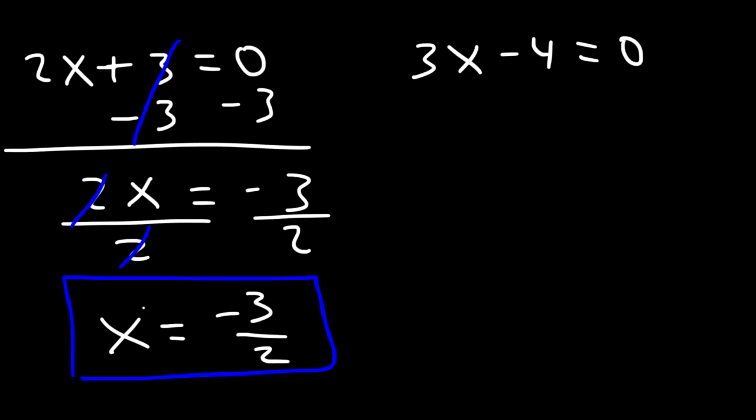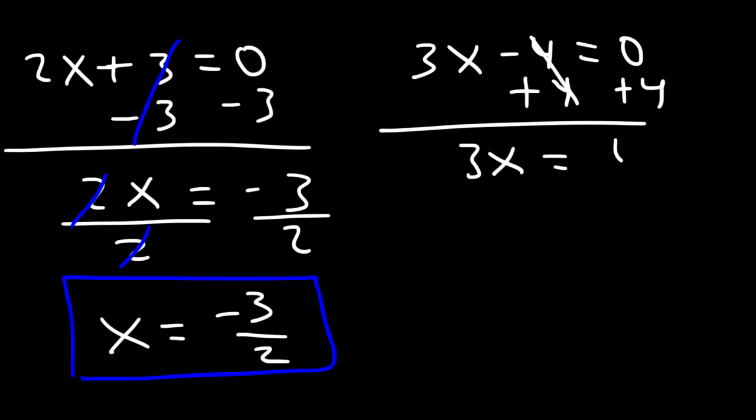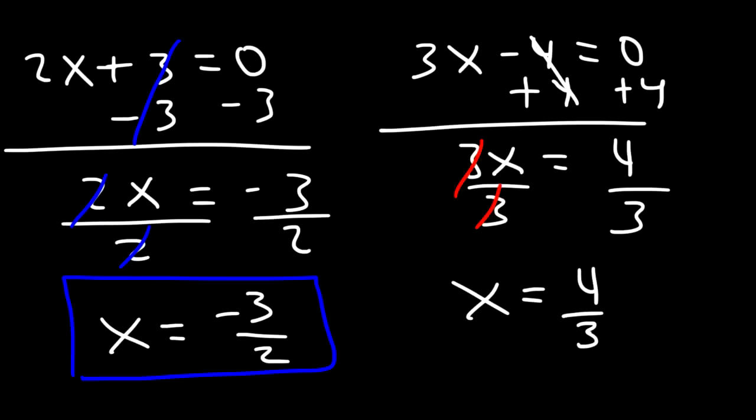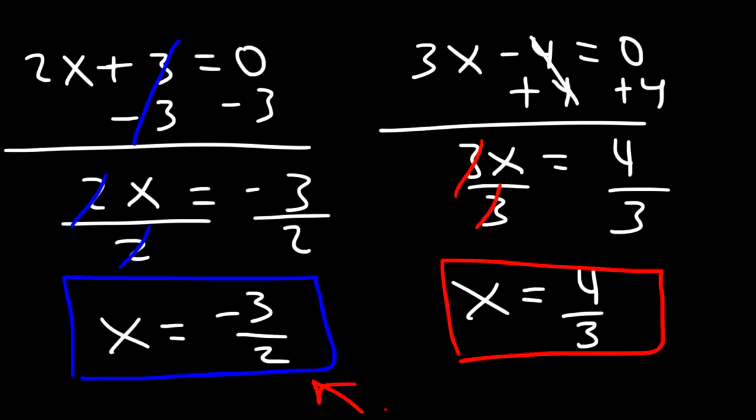For the second one, we need to begin by adding 4 to both sides of the equation. So 3x is equal to 4. And then we'll divide both sides by 3. And so x is also equal to 4 over 3. And so those are the two possible answers.